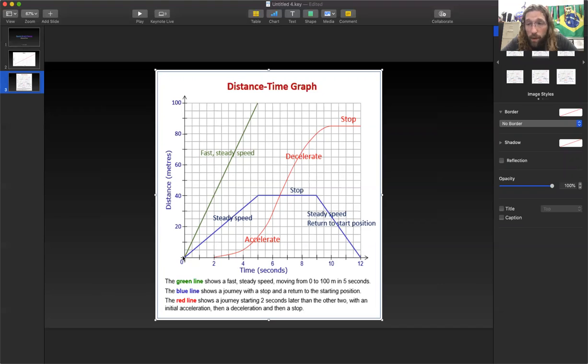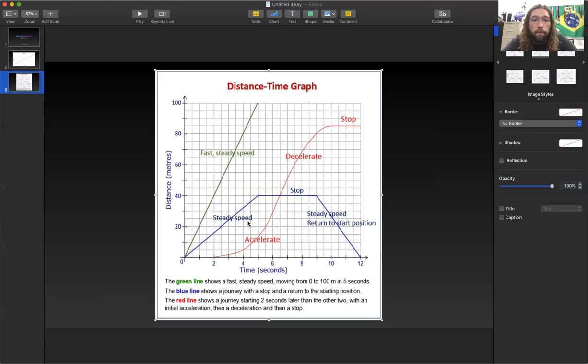So another way to look at these, it's not just about how fast you're moving, but whether or not you're moving at all. On this blue line here, you can see it gets up to 5 seconds here, and it stops at 40 meters. And as time progresses, it stays at 40 meters, meaning it hasn't gone further away. So when you see a flat line on a distance and time graph, that means your object has stopped moving. So it's staying at 40 meters.